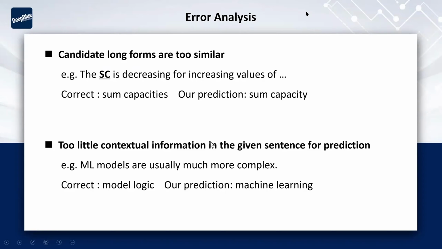The second one is that there is too little contextual information in the given context for prediction. For instance, in the sentence "ML models are usually much more complex", the correct expansion for ML is "model logic". The predicted expansion is "machine learning". It is difficult because even people can hardly tell which one is right based only on the given sentence.